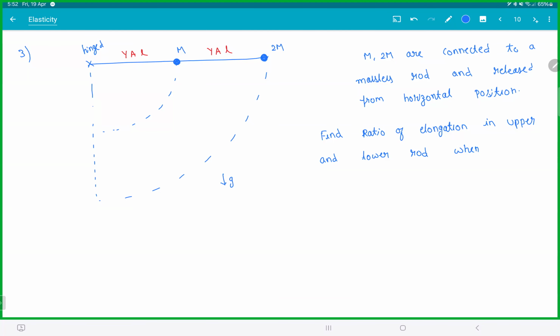Since it is a massless rod, the whole rod will have the same tension. This entire section will have the same tension, and this entire section will have the same tension. If the rod had mass, then the tension would have varied. We will see those kinds of things later on.